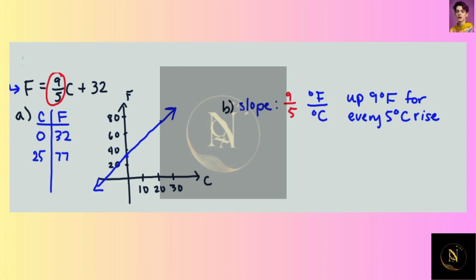Now, how about the y-intercept? Or in this case, we'll call it the F-intercept, since our y-axis is known as the F-axis in this problem. So the point where the graph intersects the y-axis is the point (0, 32). And that would be the point where it is 0 degrees Celsius. So when it's 0 degrees Celsius, it's 32 degrees Fahrenheit.